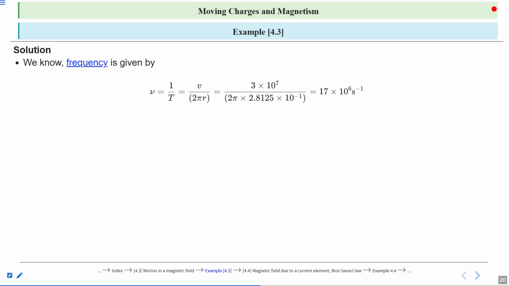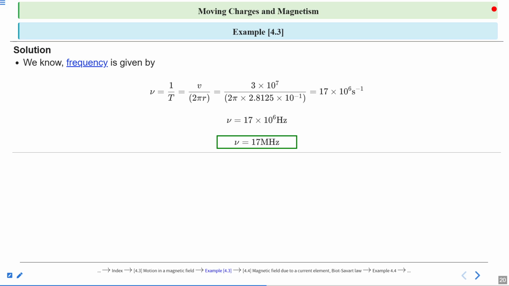So nu, that is frequency, equal to 1 by t. What is t? Distance covered in one revolution, that is 2 pi r upon velocity. Since t is in the denominator, it will become v upon 2 pi r. So put the values of v, which is 3 into 10 to the power 7, upon 2 pi into 2.8125 into 10 to the power minus 1, which will result in 17 into 10 to the power 6 per second. And this second inverse is known as hertz. Unit of frequency is hertz. So nu equal to 17 into 10 to the power 6 hertz, which is known as megahertz.